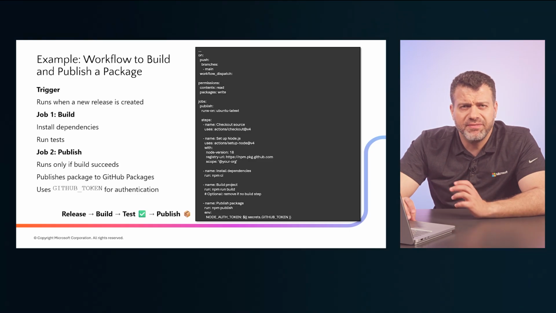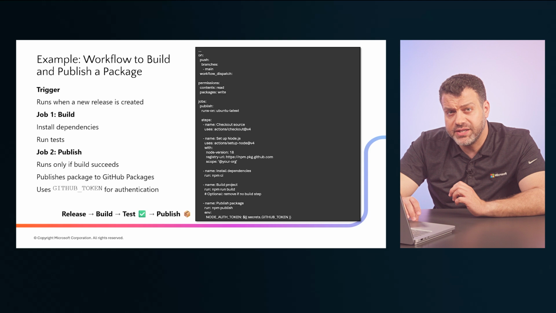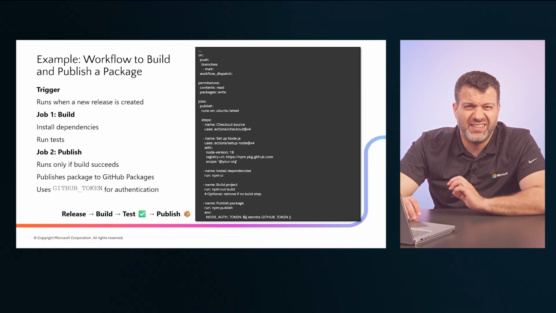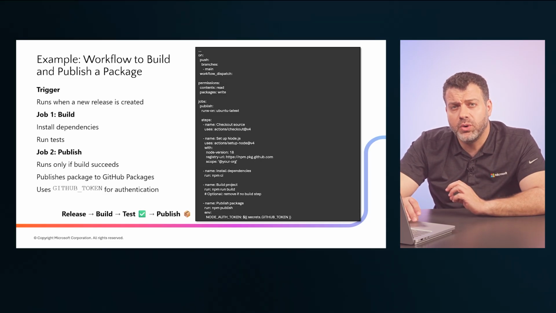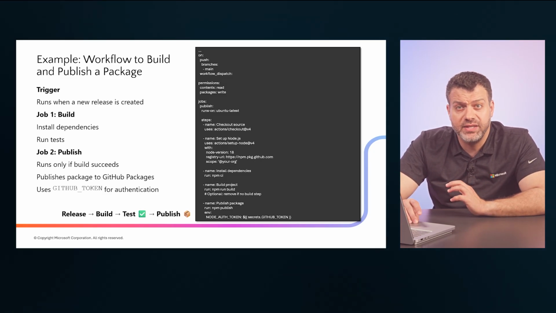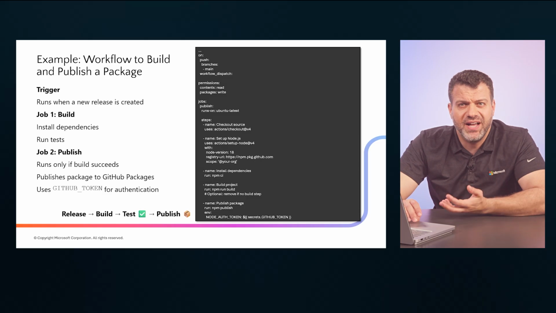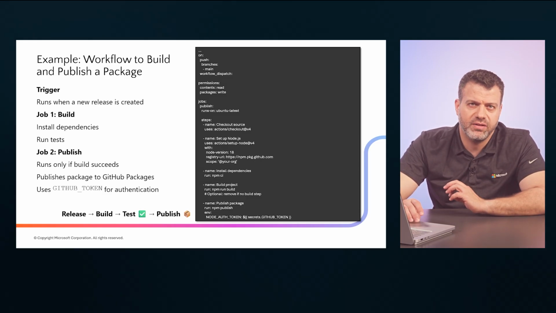Let's work through a simplified example. The workflow here is triggered whenever a new release is created. This ensures publishing is tied directly to a version release. The workflow is split into two jobs. The first job is the build job. The job installs dependencies using npm ci and then runs tests using npm test. The purpose here is validation. We want to make sure the code is working before publishing everything.